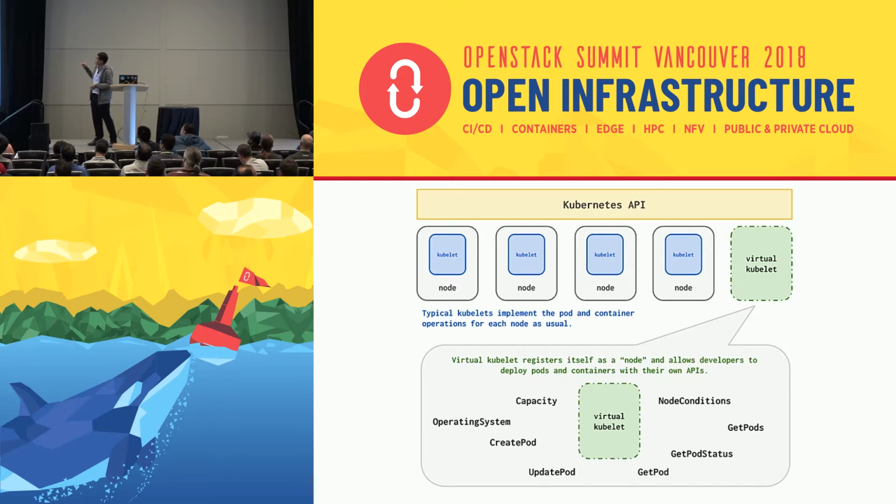And the last one, we see the virtual Kubelet node. The virtual Kubelet node will register itself as a node in Kubernetes, and that will allow developers to deploy pods and containers with their own API. Also, you could use the Kubernetes API, all the same. So in order to become a virtual Kubelet node, the container service needs to implement several functions, about the pod functions and the node functions. Just part of them are listed here.